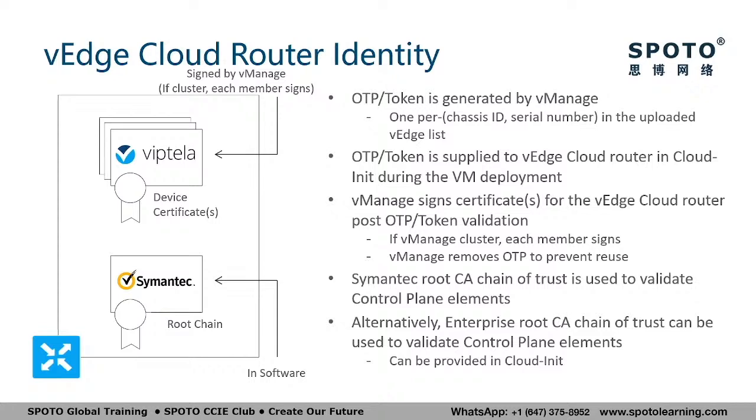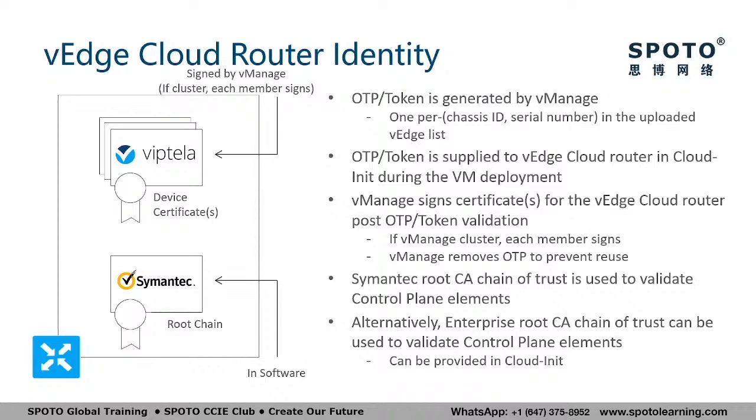When deploying the vEdge cloud router in the public cloud, for example AWS and Azure, the process is a little bit different. The OTP token is supplied to the vEdge cloud router during the VM deployment, in the cloud-init. You need to export the bootstrap configuration, where you can find the device serial number. Then import the device serial number in the public cloud. This is the way to put the vEdge cloud router in the whitelist for this solution to be used.